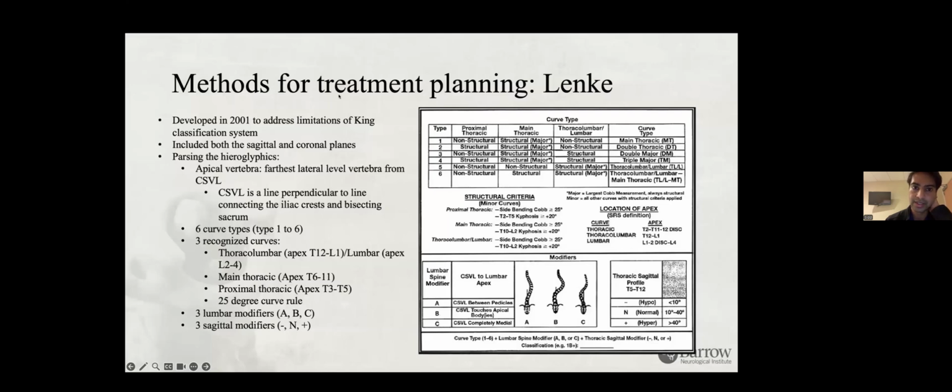There are 6 curve types that you can see, type 1 through 6. Once you categorize the curve type, that's the majority of using this chart. To categorize what kind of curve type it is, you have to know that there are 3 curves on the spine. There's the thoracolumbar curve, which goes down to about T12. There's the main thoracic curve, which is down to about T11. And then the proximal thoracic curve, which starts from around T3 to 5. So those are the 3 fundamental regions of the spine. In order for there to even be a curve, it has to be 25 degrees. And then there are lumbar and sagittal modifiers. The lumbar is more common. Not too many people look at the sagittal.